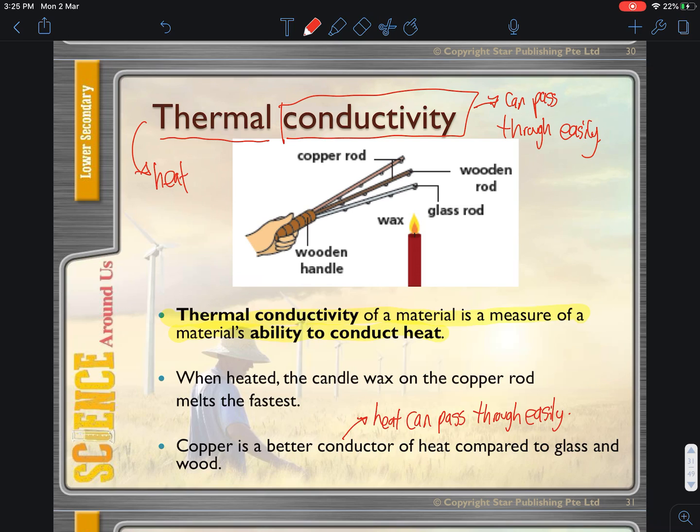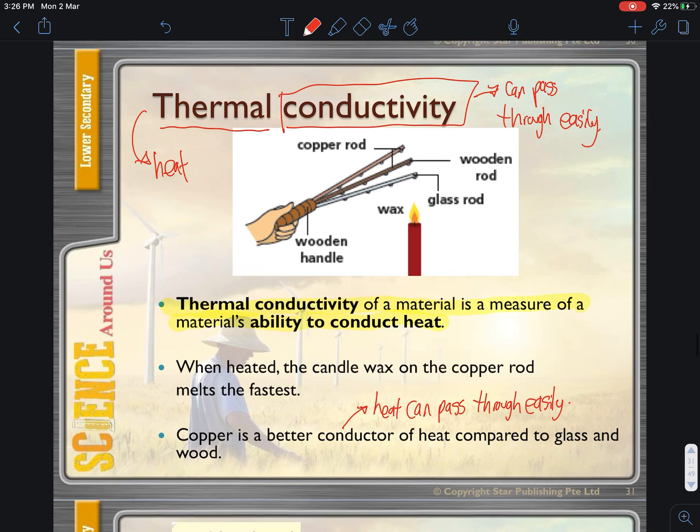Now another thing is, do you feel hot very fast? Not really. Why? Because we are surrounded by air, and the air is actually a poor thermal conductor. If air were a good thermal conductor, we would feel very hot very fast and very easily.